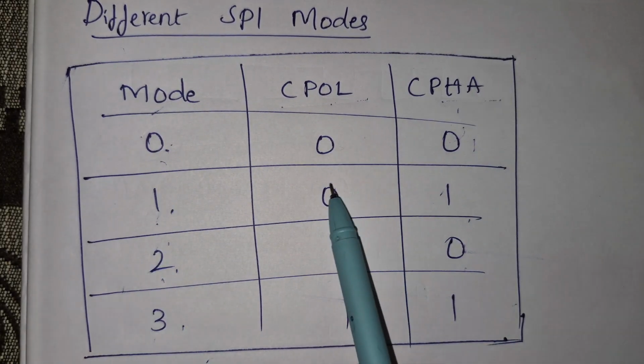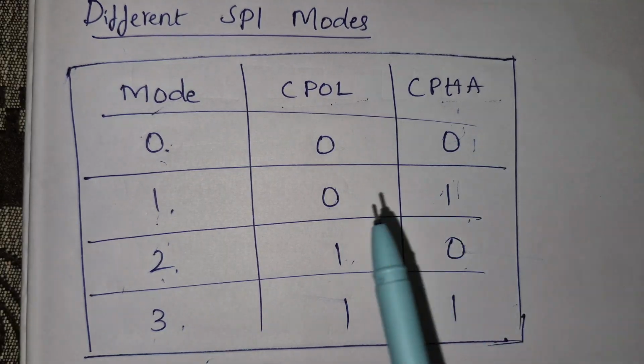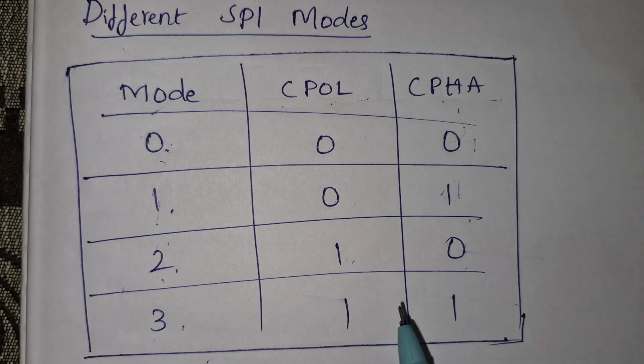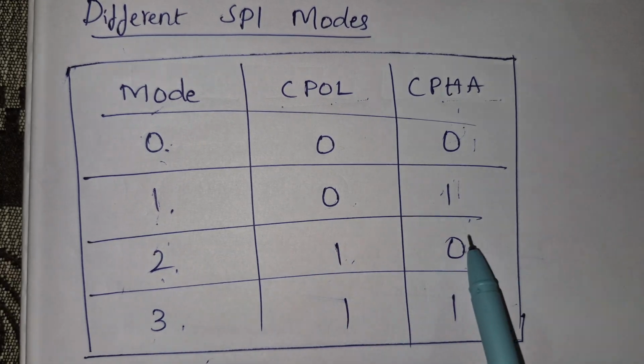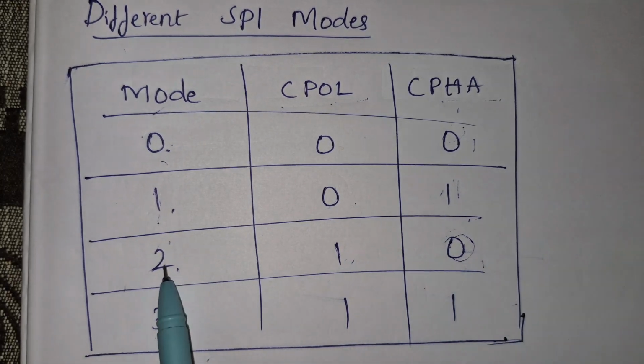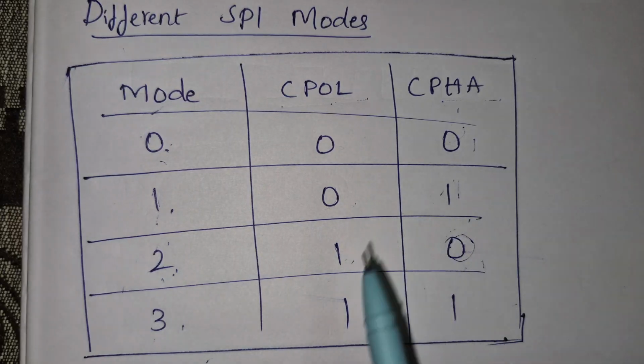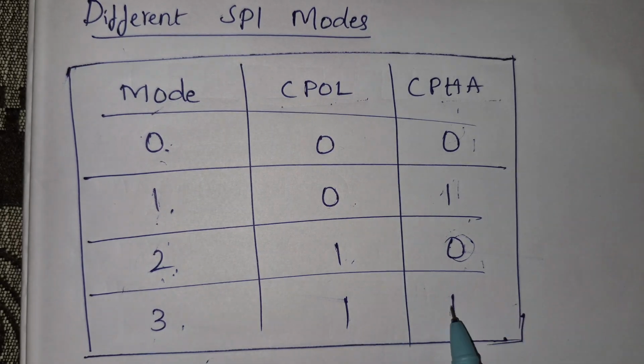And when clock polarity is 0 and clock phase is 1, the SPI acts in mode 1. When the clock polarity is 1 and clock phase is 0, the SPI is in mode 2. And when clock polarity is 1 and clock phase is also 1, then SPI falls under mode 3.